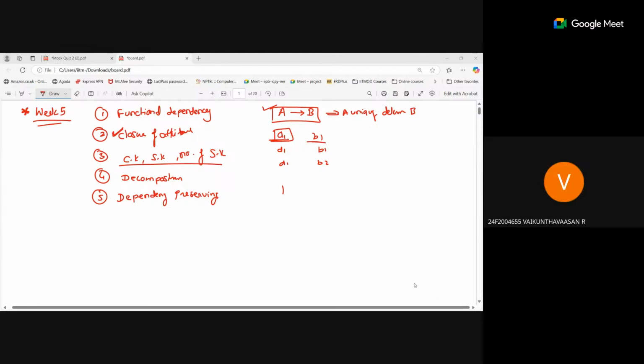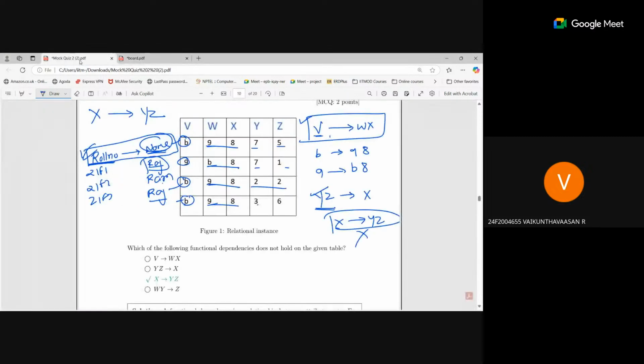So that X to YZ is wrong because the X values are identical. Am I right? X, Y, Z. Yes. See sir, here, 8 is determining 7 5 and 8 is also determining 7 1, right? That is not correct, right? So 8 should uniquely determine Y, Z. That is what we are saying. So left hand side value uniquely determines right hand side value, but that is not the case here, right? Okay, sir.